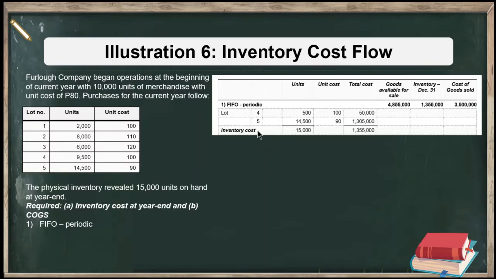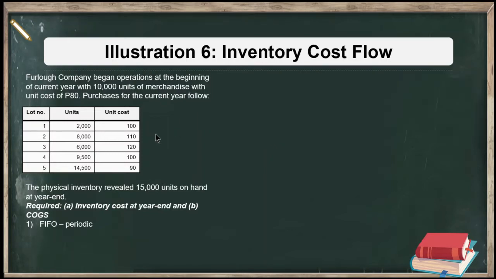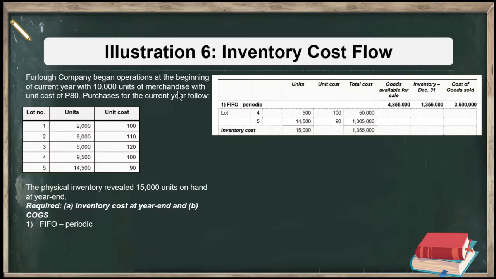So at the beginning of the year, there are 10,000 units worth of merchandise with unit cost of 80. So naa sila beginning nga balance. Then purchases, here are the purchases and the remaining items is 15,000. So, pwede na natong i-trace back ang mga items.